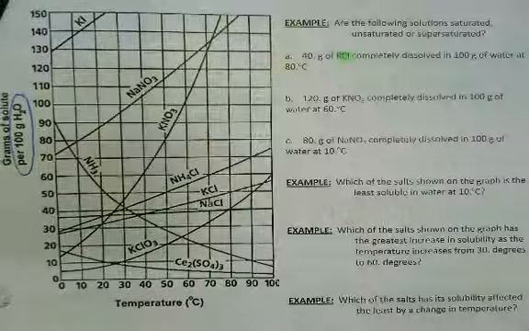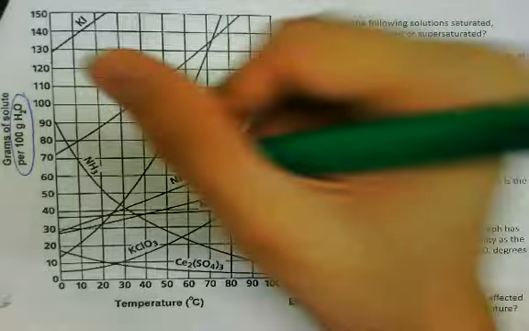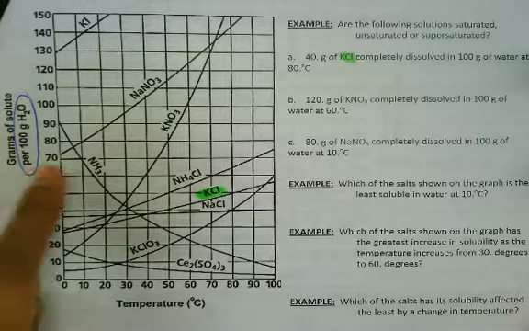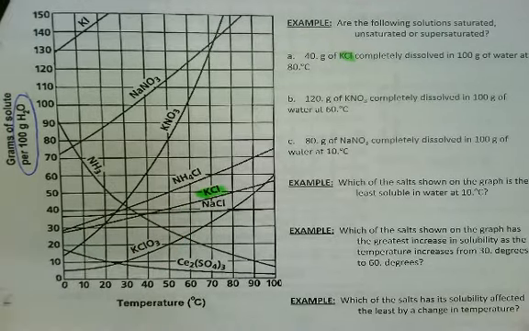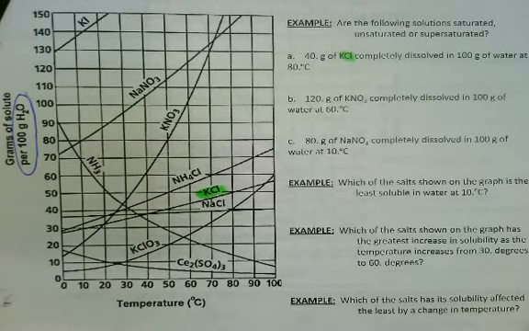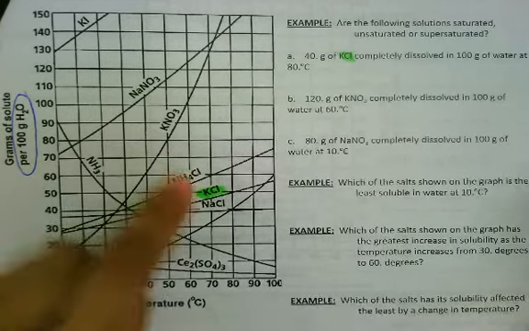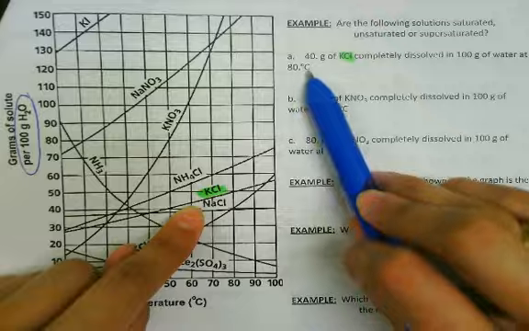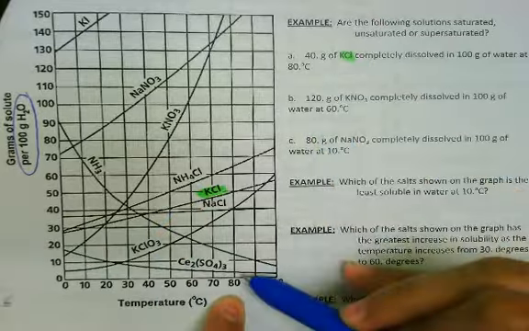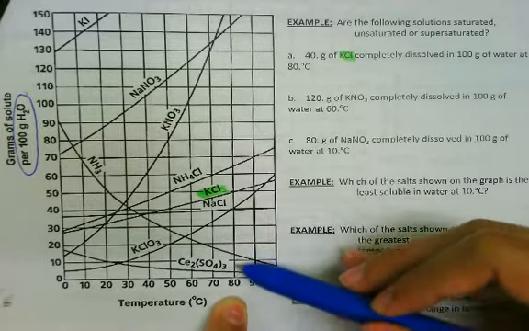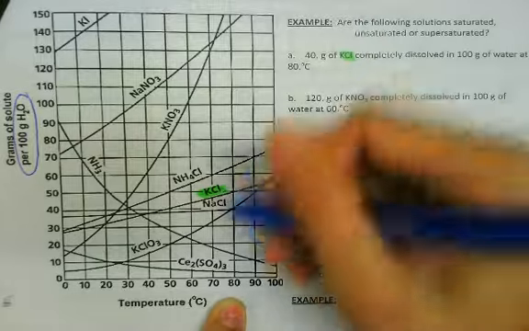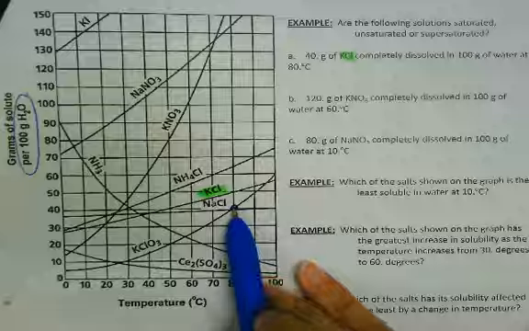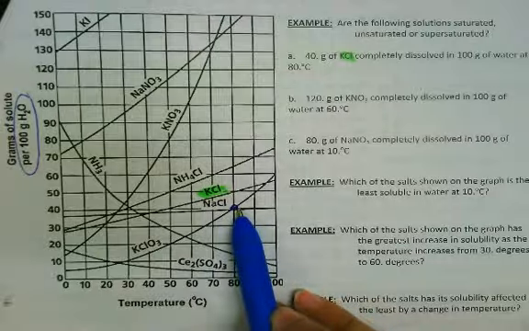So what I like to do is highlight what I'm looking at so I don't get all my lines confused, because as you can see, you have a ton of different lines here. Okay? So that is our potassium chloride. And how we could figure this out is we could just line up our 40 grams and our 80 degrees Celsius. So we know 80 degrees Celsius is right here, and we have 40 grams right here. Okay? So 40, 80 degrees Celsius. Where is that spot in comparison to the KCl line?